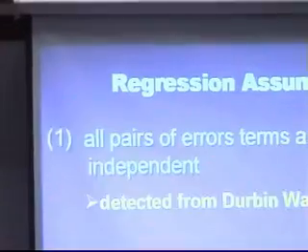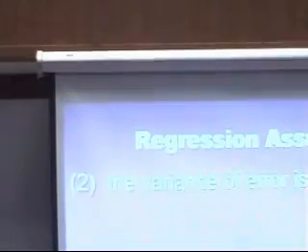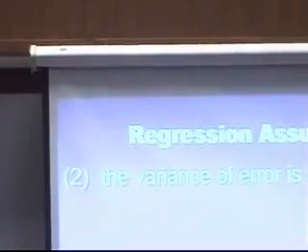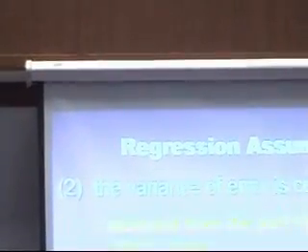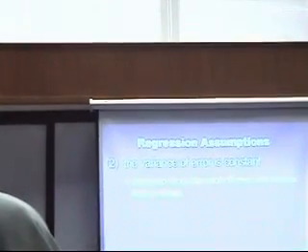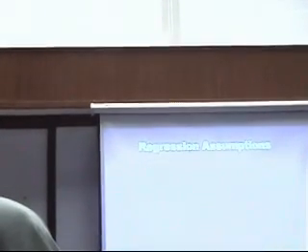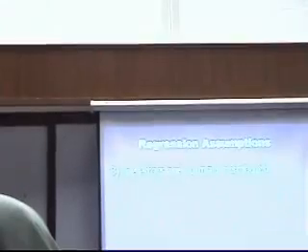Now the first assumption is that all pairs of error terms, which are residuals, are uncorrelated and independent, which we can detect by using Durbin-Watson. The second assumption is the variance of error is constant, which can be tested from the plot of residuals versus the fitted values. And the third assumption is the errors are normally distributed.